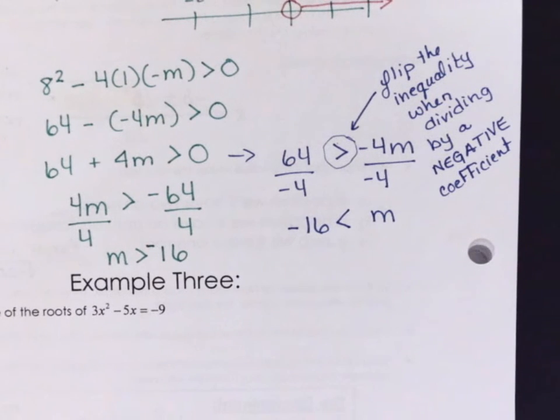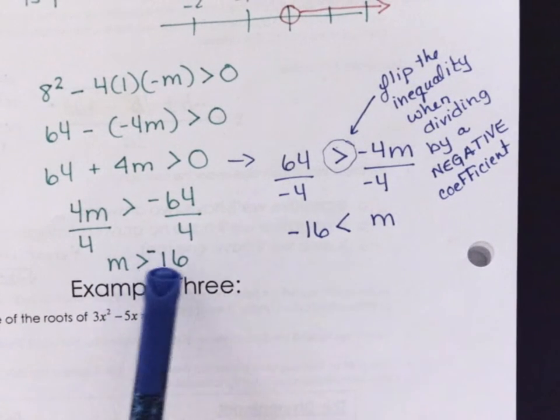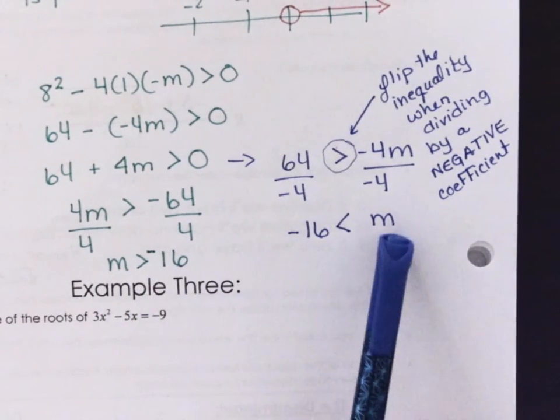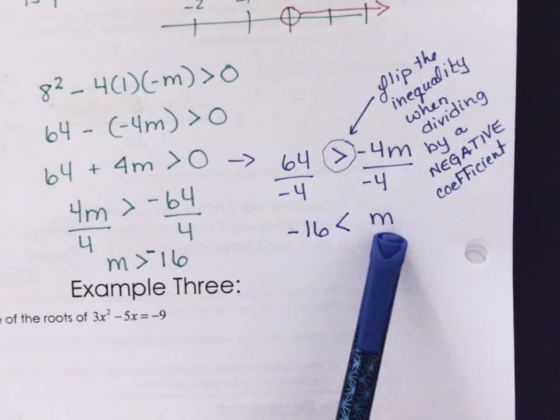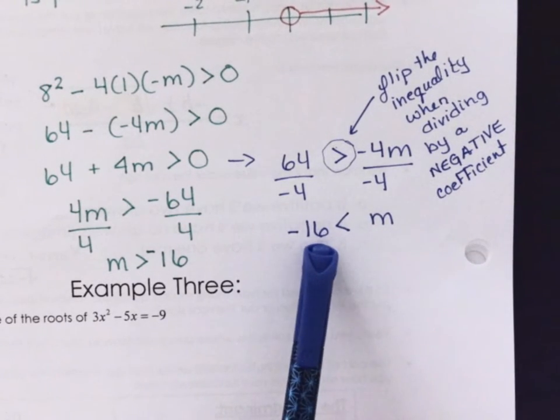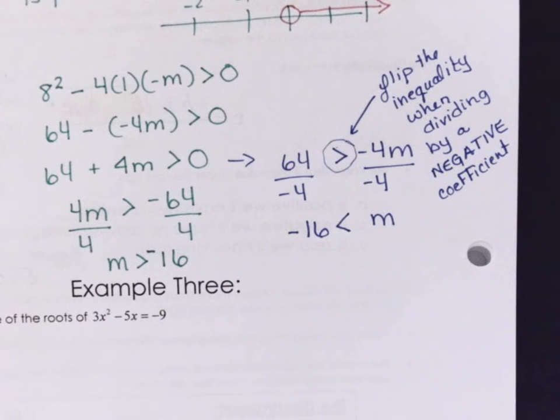The answers are what we didn't read. They're both the exact same thing. When I read an inequality, I always start with the variable. Wherever the variable is, I finish with the inequality. So when you read this, m is greater than -16. When I read this one, start with the variable, m is greater than -16. It's the exact same sentence.